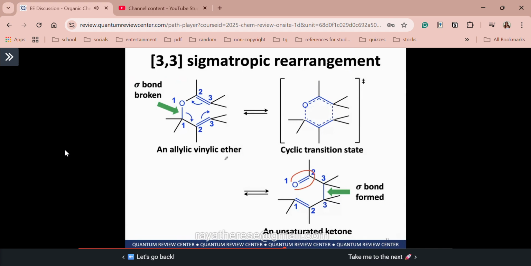Okay, very highly stable po kasi ang formation ng cyclic transition state. So it favors the formation ng final product in our allylic vinylic ether sigmatropic rearrangement. Class, again, this one, it should be irreversible. So it should only point out sa formation ng unsaturated ketone. So with that, let's proceed with our next item.